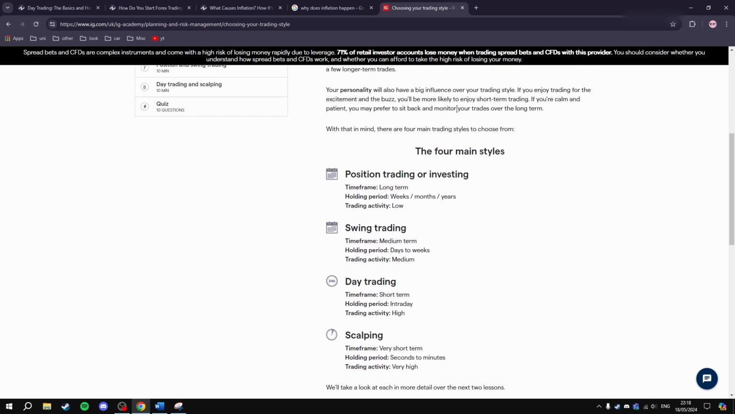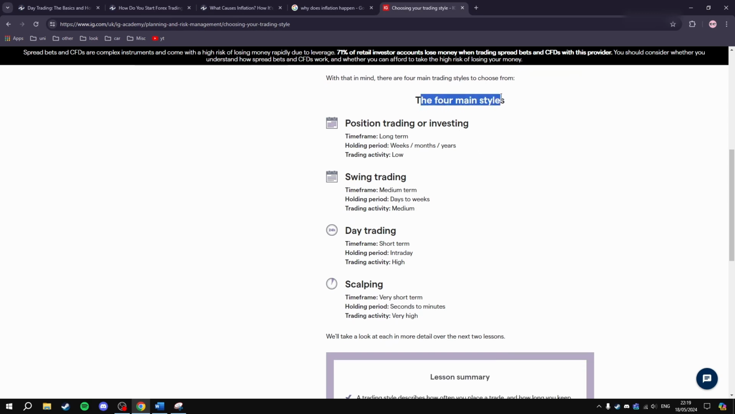Your personality will also have a big influence over your trading style. If you enjoy trading for the excitement and the buzz, you'll be more likely to enjoy short-term trading. If you're calm and patient, you may prefer to sit back and monitor your trades over the long term. With that in mind, there are 4 main trading styles to choose from.